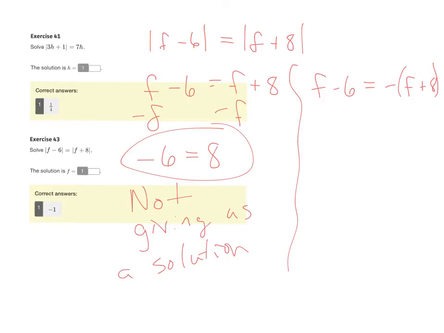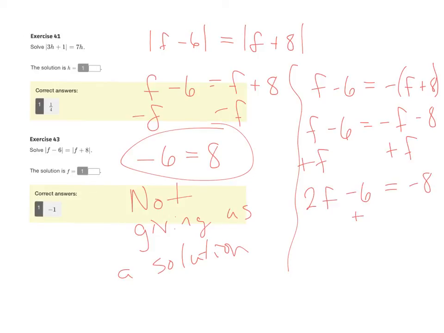Not giving us a solution. Over here you'd have f minus 6 is equal to the opposite of f, which is negative f, and the opposite of plus 8, which is minus 8. Now to get rid of this minus f, I'm going to add an f to both sides. That's going to give me 2f minus 6 is equal to negative 8.